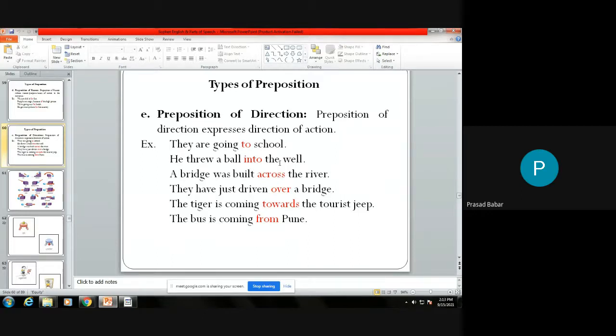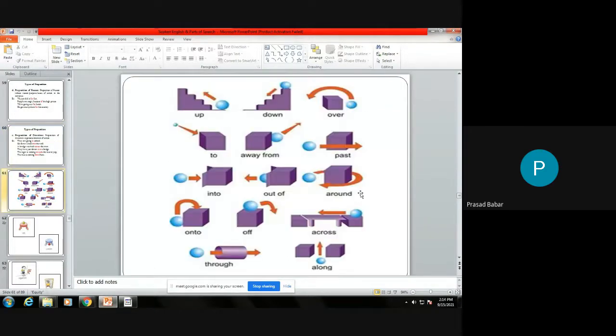म्हणजे मी रिव्हरच्या वरून जात आहे. Okay, or if I'm traveling across the tunnel, then across is also working as a preposition of direction, which is a direction showing word. Okay, so this is about the preposition of direction. In this way we have completed the preposition and its 5 types.